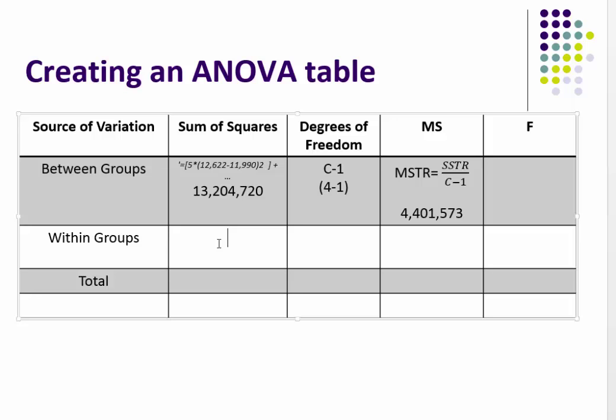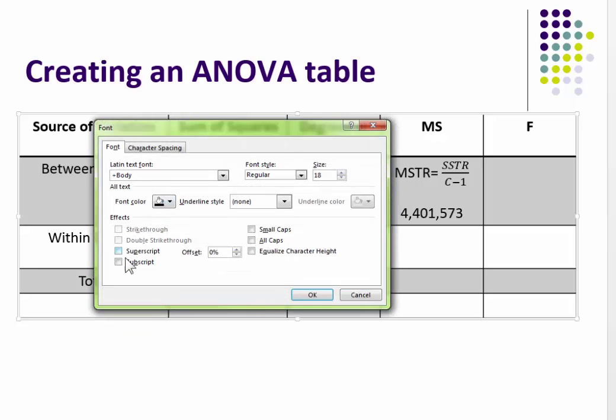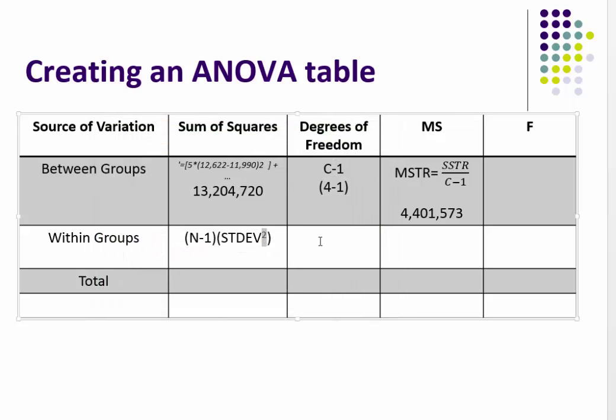The first number that we need to calculate is this business of n minus 1 times our standard deviation squared. And we're going to do this plus dot dot dot. So we're going to do this for all of our samples. In our case, we're going to do it 4 times. So let me just make that a little smaller.